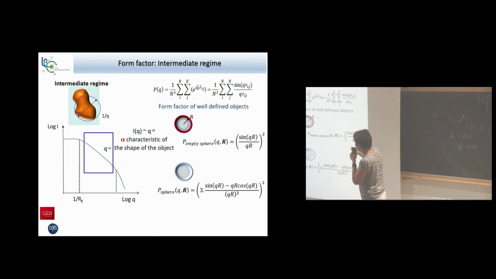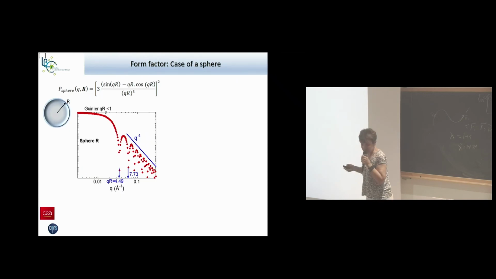Okay, so we have calculated the form factor of a sphere. We can also calculate the form factor of an empty sphere, a shell. It's sin(QR) over QR. Now I plot the whole form factor of a sphere. It has this expression. You have this representation, form factor versus Q, and you see there are plenty of oscillations. So here is a radius observation.